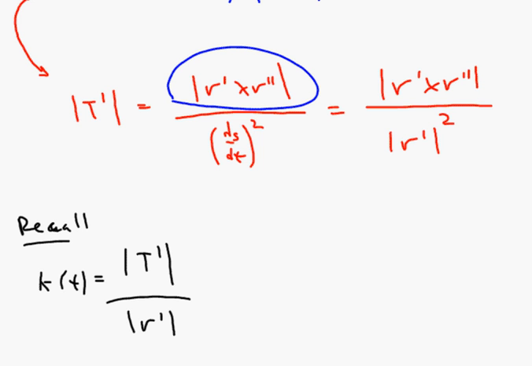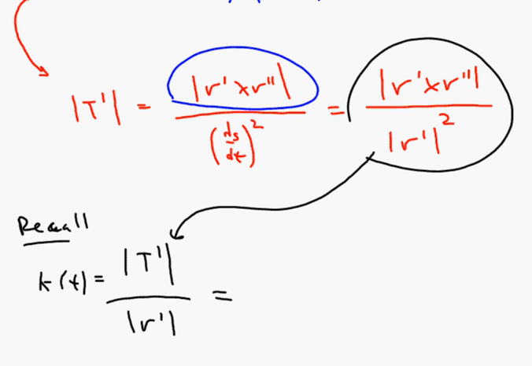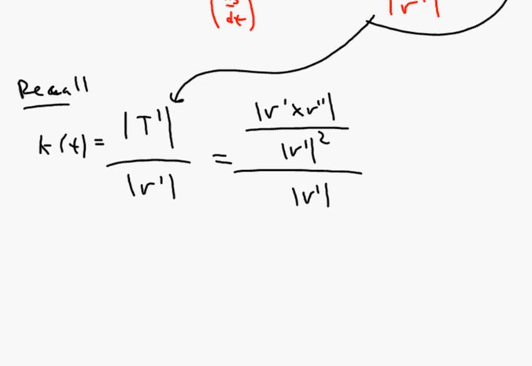And if you take this expression here and plug it into the top, you get exactly what you want. You get the norm of r prime cross r double prime over the norm of r prime squared over the norm of r prime. But that is just this.